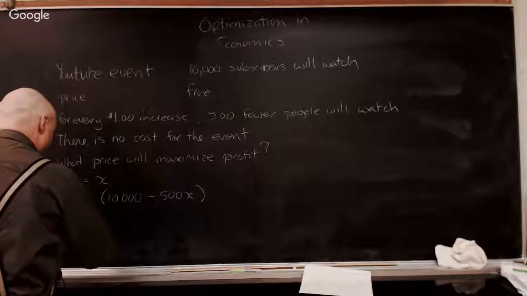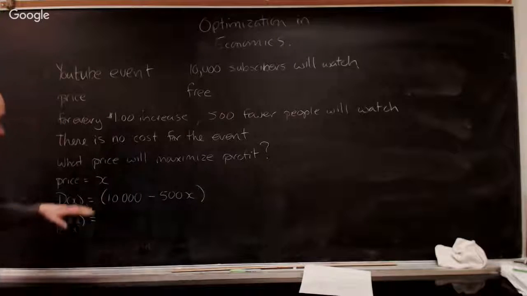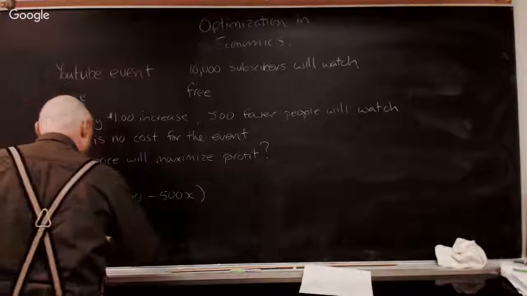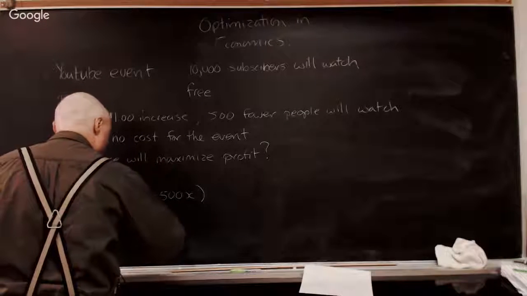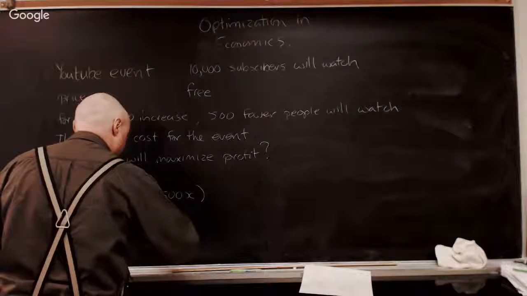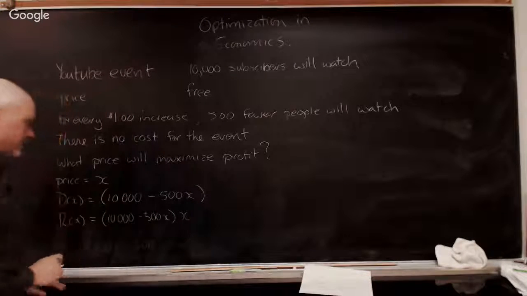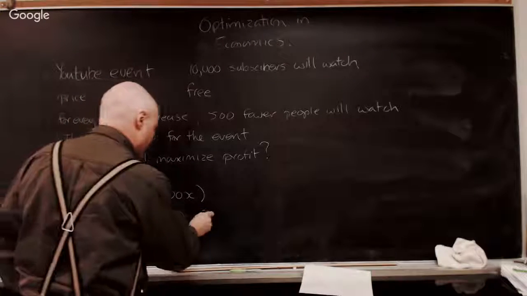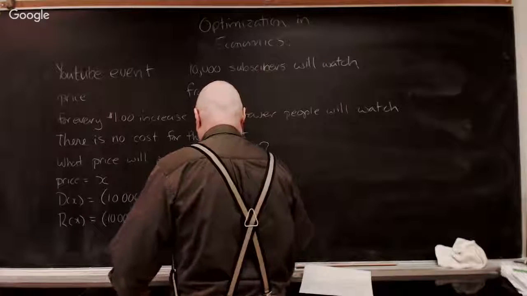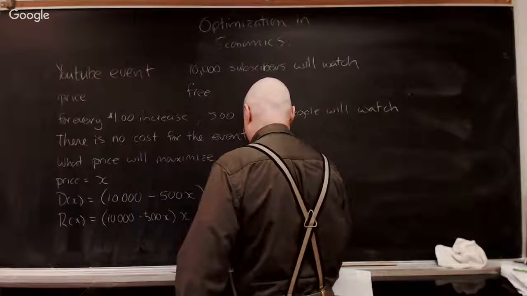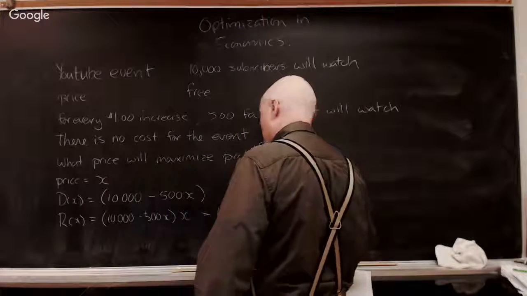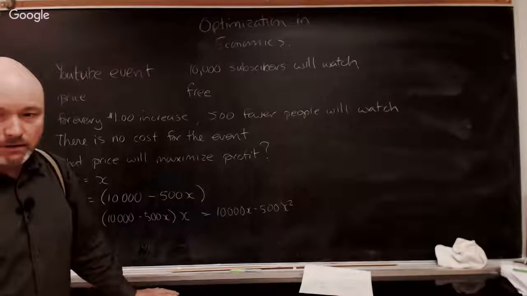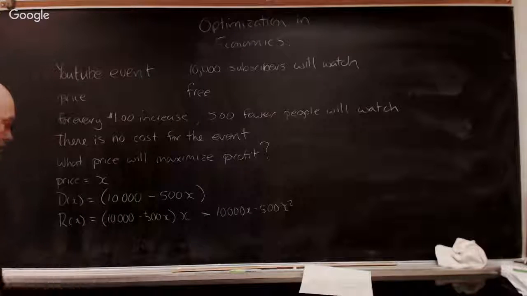I want to find out my revenue function. Well, that's just how many people watch multiplied by the price. And so it's 10,000 minus 500x, and we're going to multiply that by x. We can expand this, so let's just do it now. 10,000x minus 500x squared. There we go. It's an upside down quadratic. I know it's going to have a turning point at the maximum. Already I'm optimizing this in my brain.